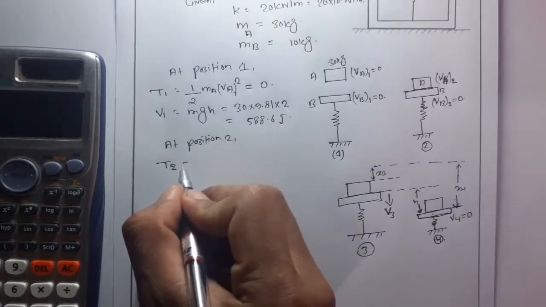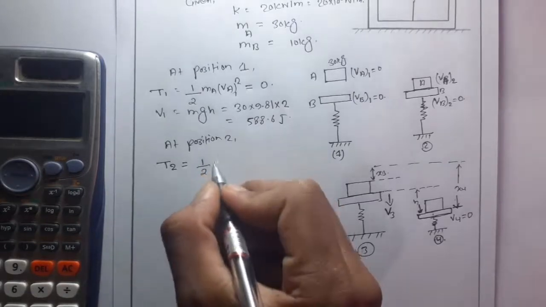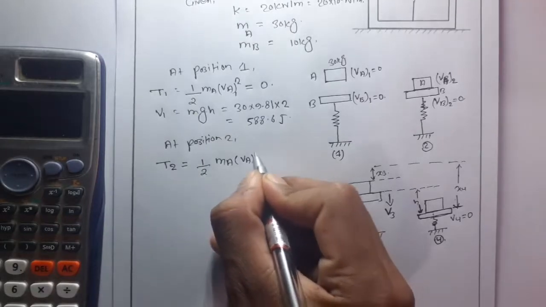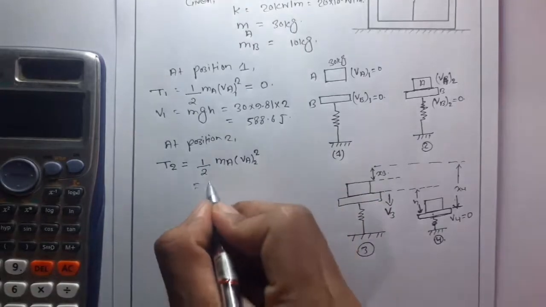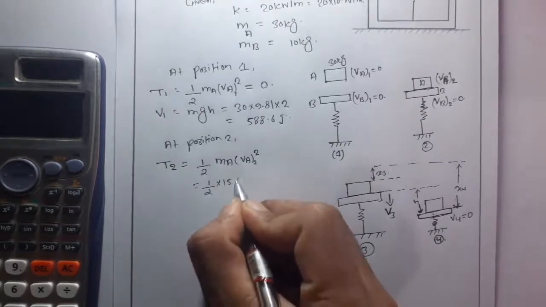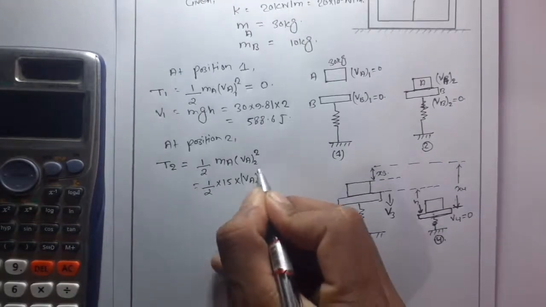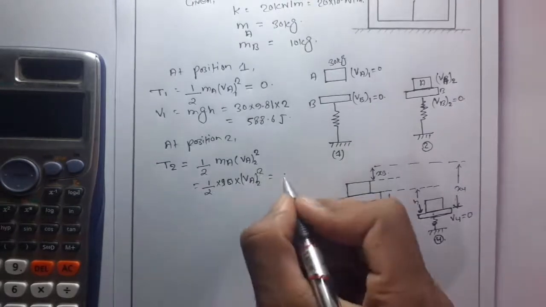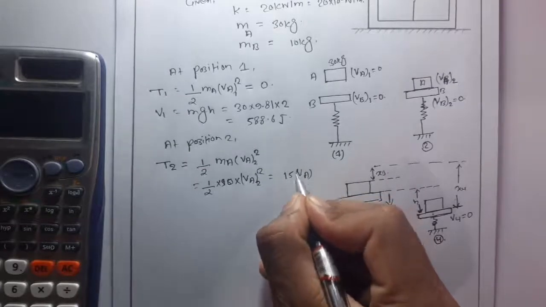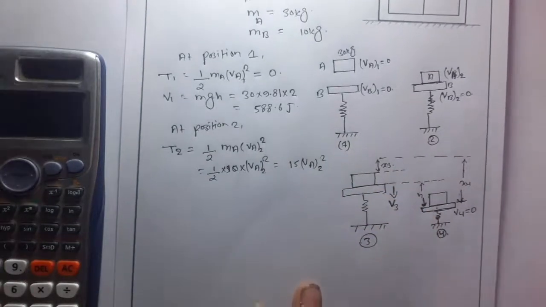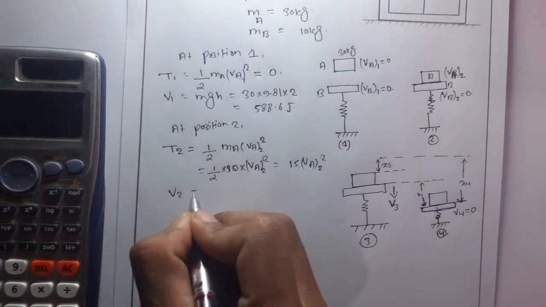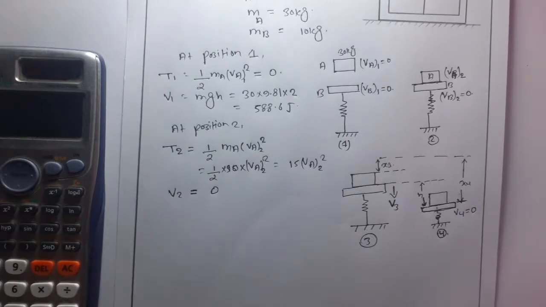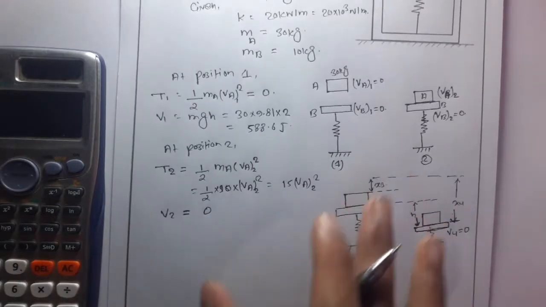At position 2, T2 is equal to 1 by 2 mA vA2 square. So this is 1 by 2 into 30, so this is 15 vA2 square. And V2 is 0 because there is no height.